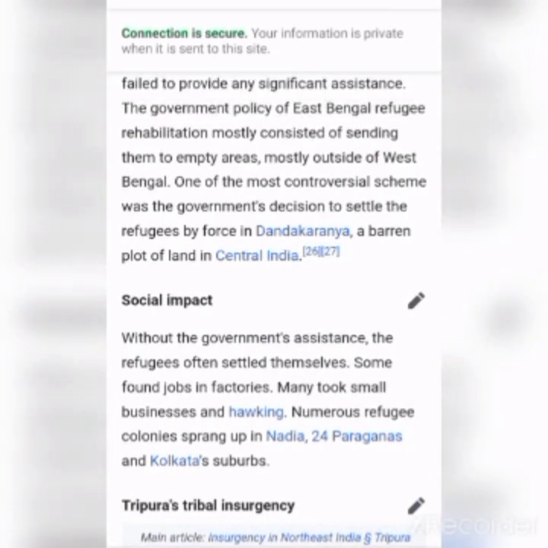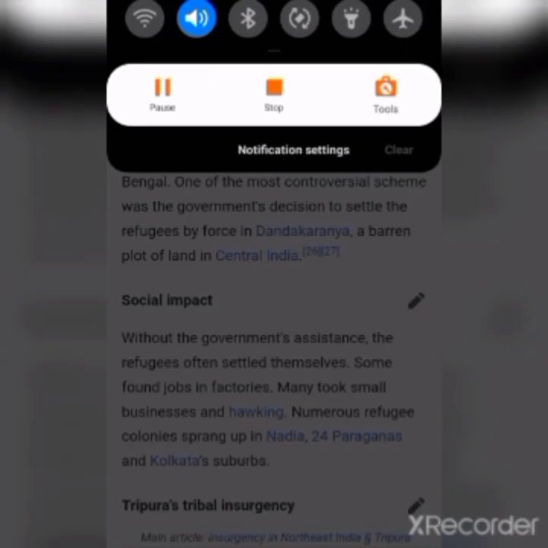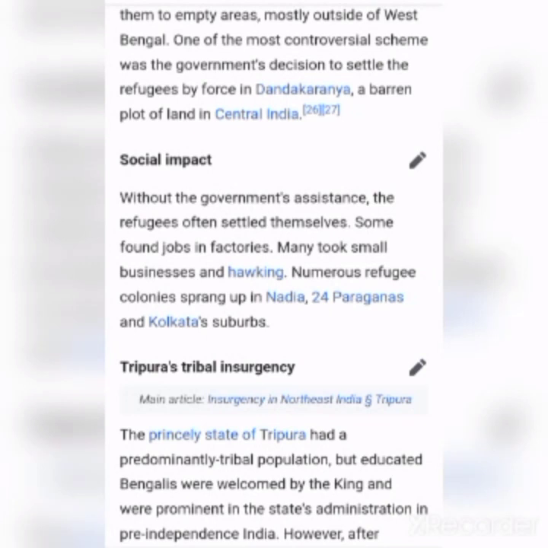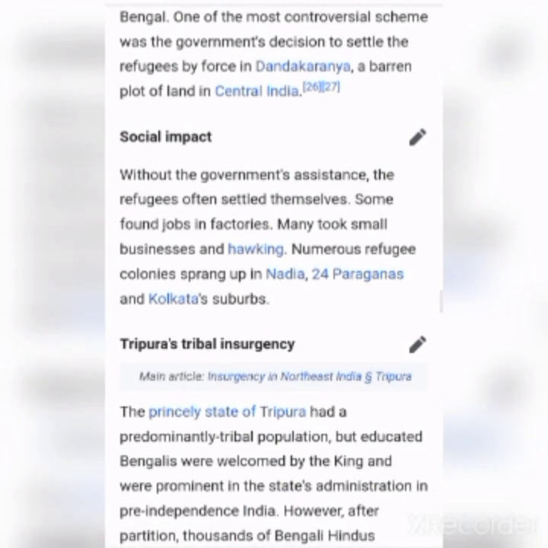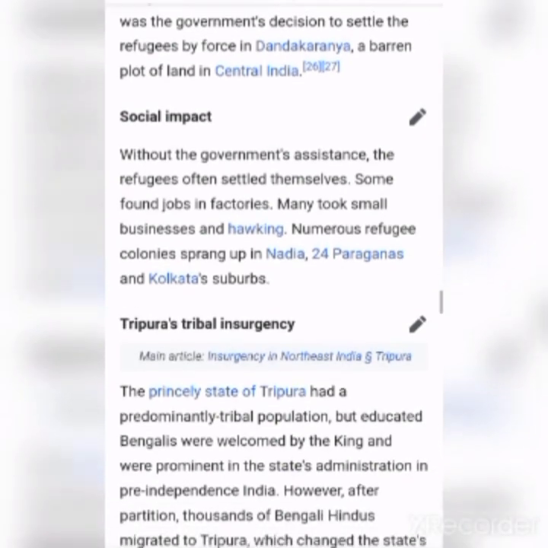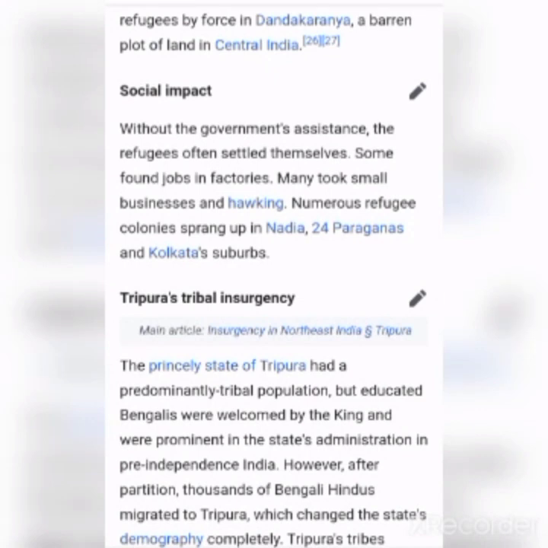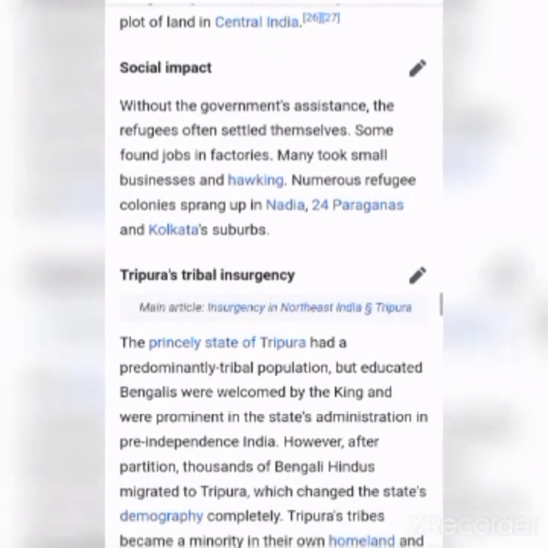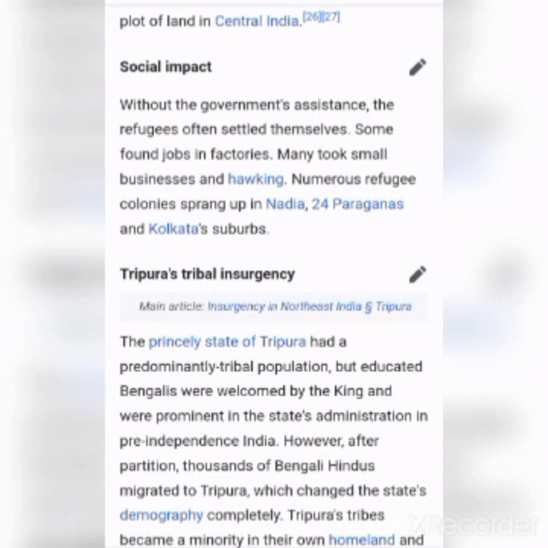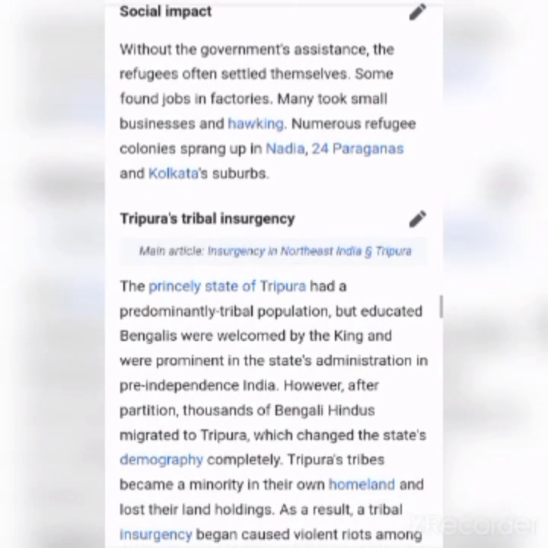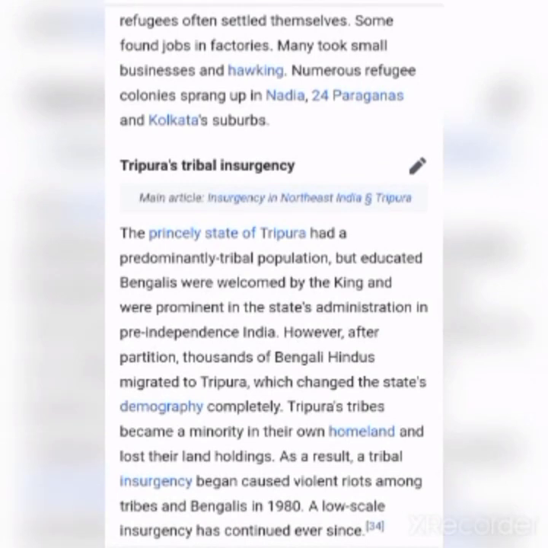Social impact. Without the government's assistance, the refugees often settled themselves. Some found jobs in factories, while others took up small business and hawking. Numerous refugee colonies sprang up in Nadia, 24 Parganas, and Kolkata's suburbs.